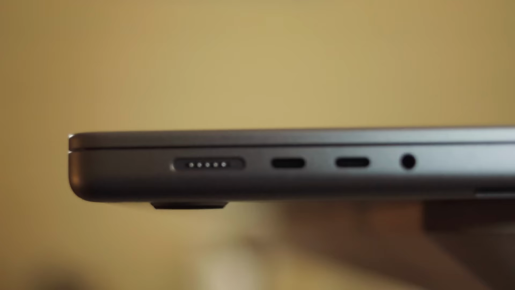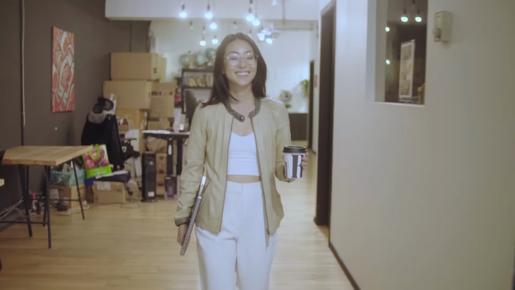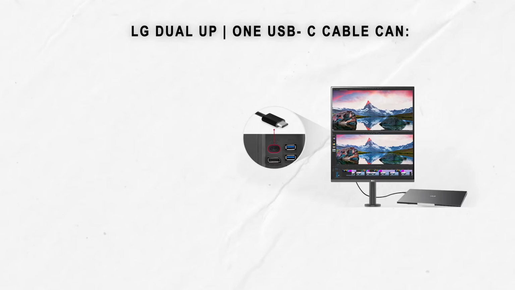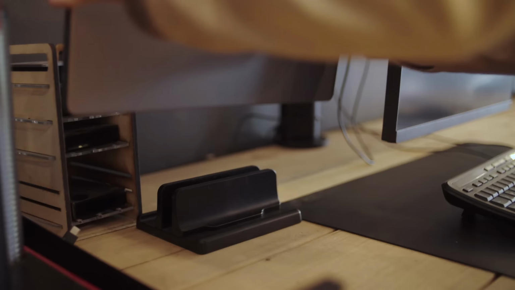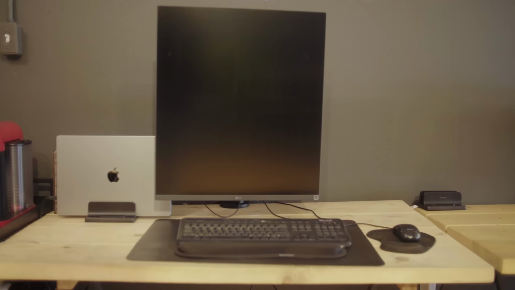And that's why I'm a really big fan of the LG DualUp, because it takes full advantage of the USB-C connection. With one cable, you can do like three things at the same time, and you can power a laptop up to 90 watts and connect it to a monitor and have access to two USB devices at the same time. I actually don't even need to bring a charger, and I can save space in my backpack. I just log into my laptop and voila, you get a fully functional workstation.